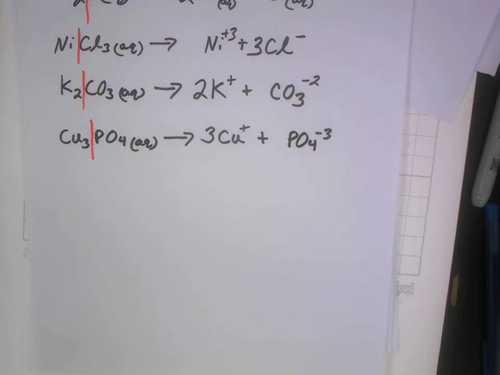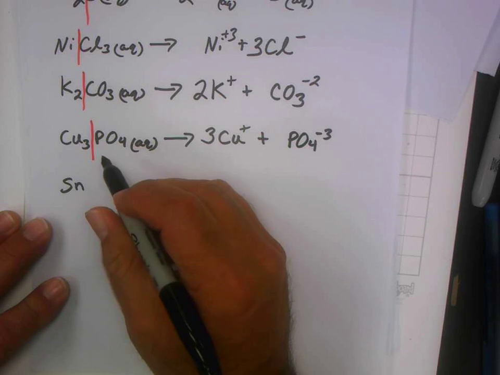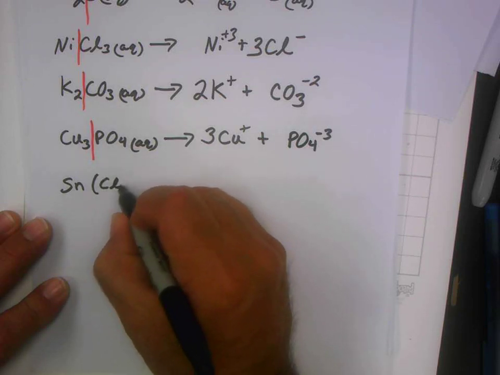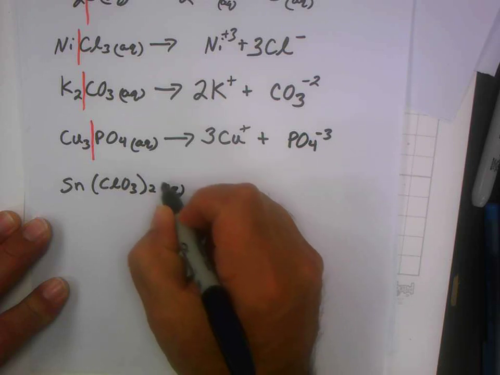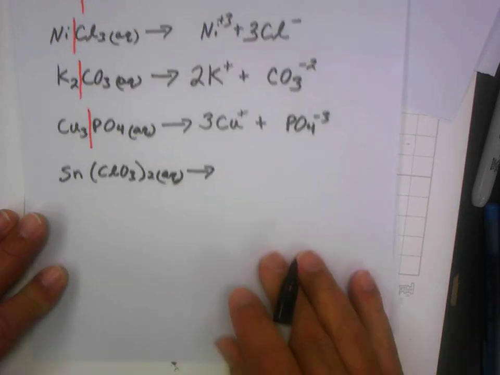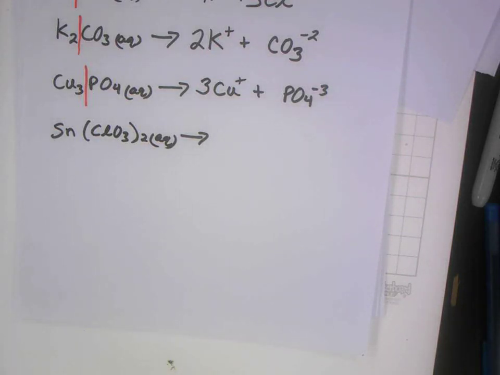Let's do another one. They're getting a little more complicated. Well, sort of. I actually think that might be the most complicated one, and I'll show you why in this next one. So here we have SnClO3 2 aqueous. What are the ions that we break this one up into?